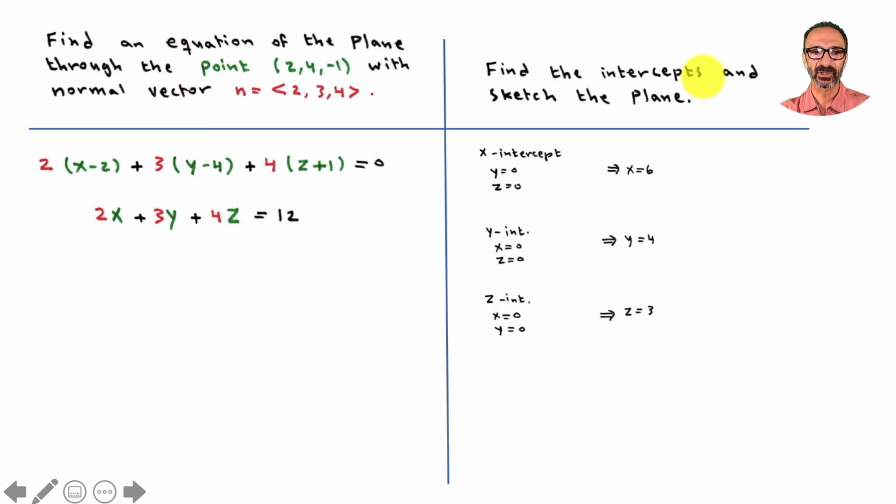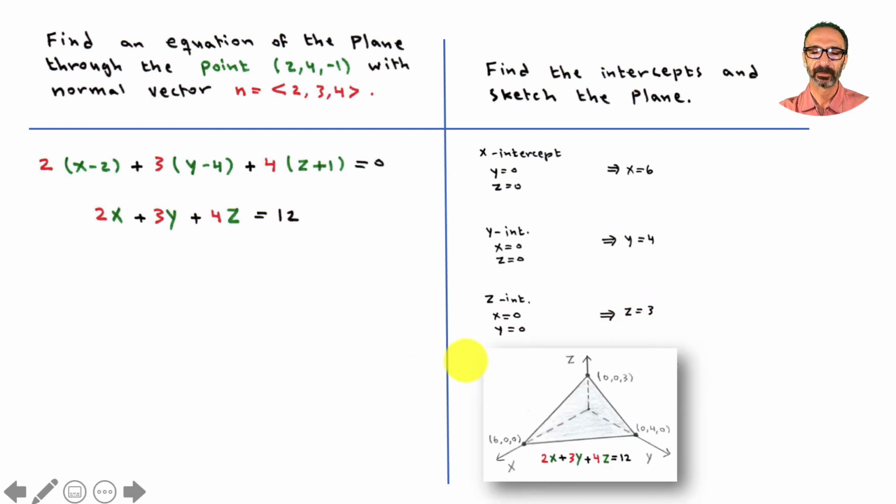To find the intersections, or the intercepts, and sketch, it's also simple. To find the x-intercept, I'm going to put y and z equal to 0. 2x equals 12, so x equals 6. Same thing you do for the y-intercept: you set x and z equal to 0. For the z-intercept, you plug in x equals 0 and y equals 0, and I got the numbers.